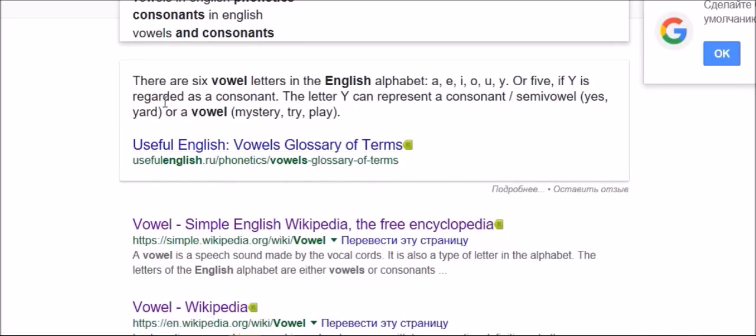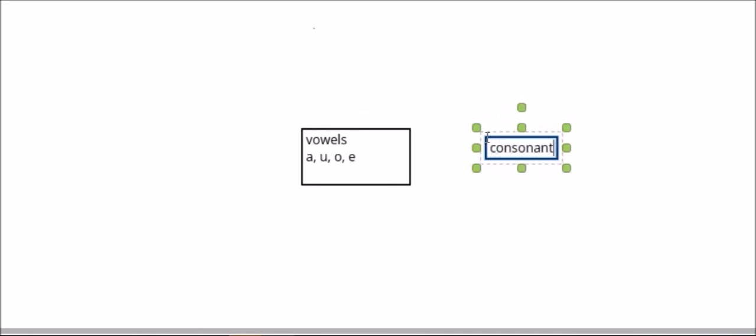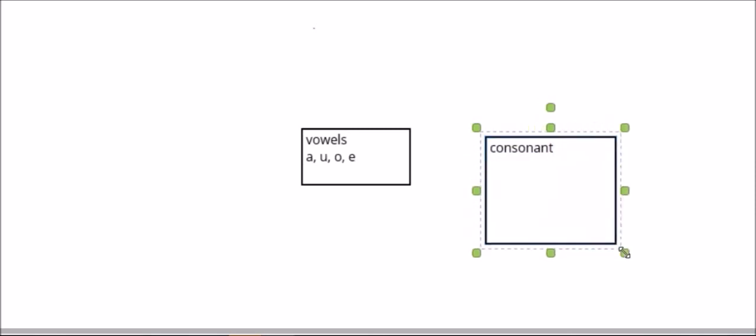And if you Google English vowels, you'll get this. There are 6 vowel letters in the English alphabet: A, E, I, O, U, Y. Or 5, if Y is regarded as a consonant. The letter Y can represent a consonant. So what is a consonant? To make a consonant sound, you do need to use your tongue to touch your lips and teeth.